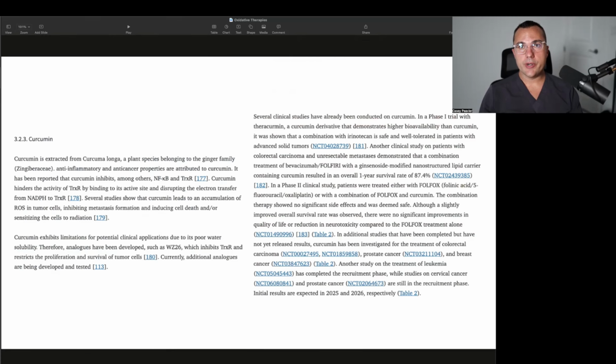Although this thioredoxin system, this antioxidant system, is not very well known to many people, it is a powerful antioxidant system that is endogenous inside of our bodies that helps protect against reactive oxygen species. The problem is this system is hijacked, like many other systems, by cancer and becomes one of our biggest hindrances to using conventional or non-conventional therapies against cancer.